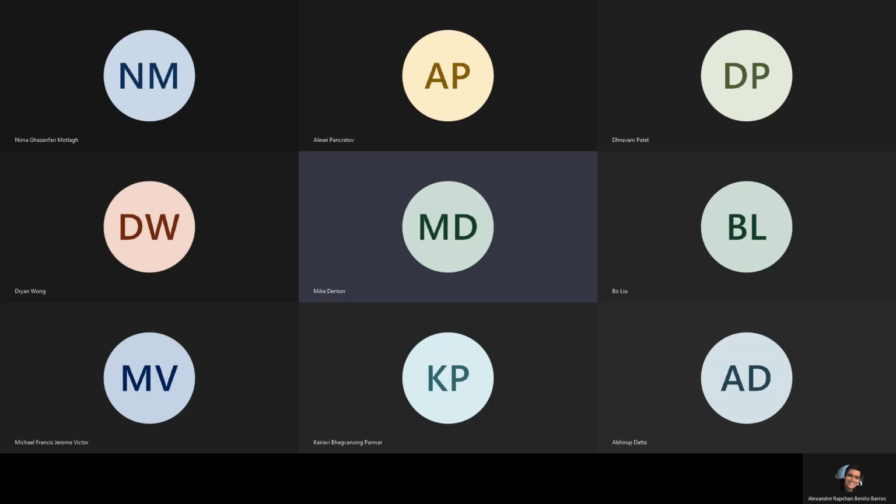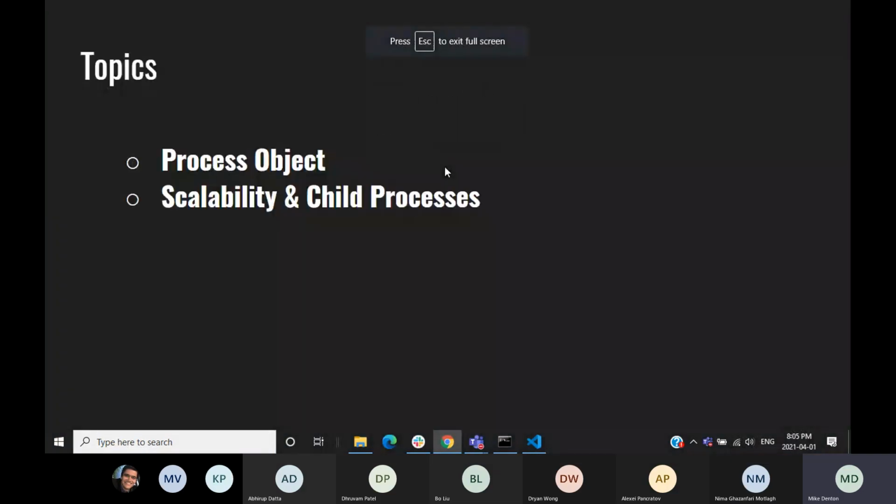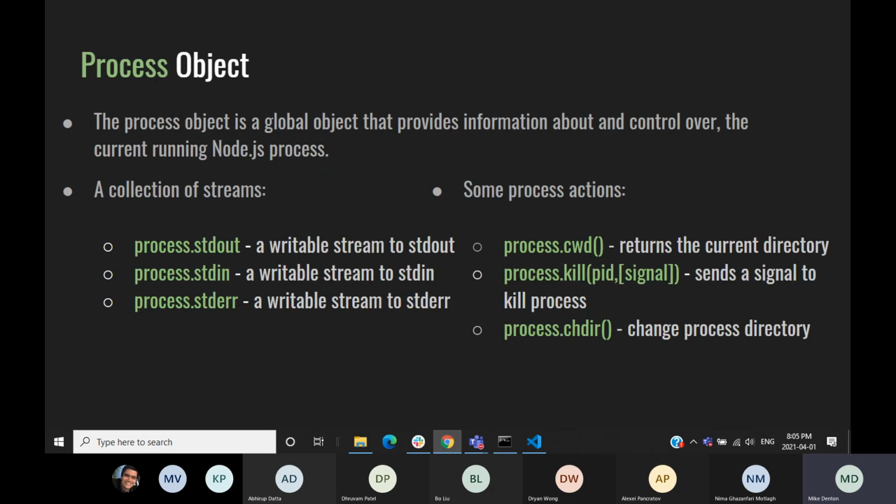Process object. We're going to take a look at the process object, which will be followed by scalability and child processes in another deck. Similar slide we saw already. The process is a global object that provides information and control about the currently running Node process.